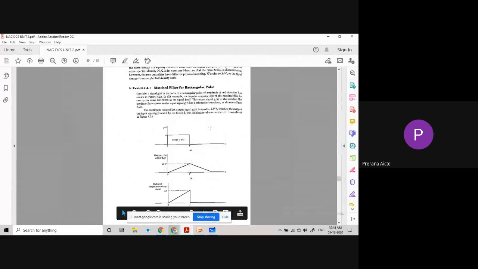Similarly, matched filter for a rectangular pulse. If we apply the input as a rectangular pulse, then the output of the matched filter will be a triangular waveform. Why? Because we are going to transmit binary data, ones and zeros, which are nothing but pulses, which are rectangular pulses. So the matched filter will also act as an integrator circuit.